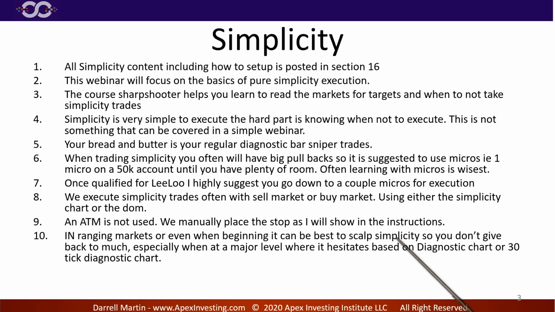Also, if you're at a major level, you may just want to scalp into it and get out. So exactly, you could make an ATM for Simplicity scalping that you could just flip over to real quick if you were like, I'm going to do scalping based on how I'm reading the market right now.